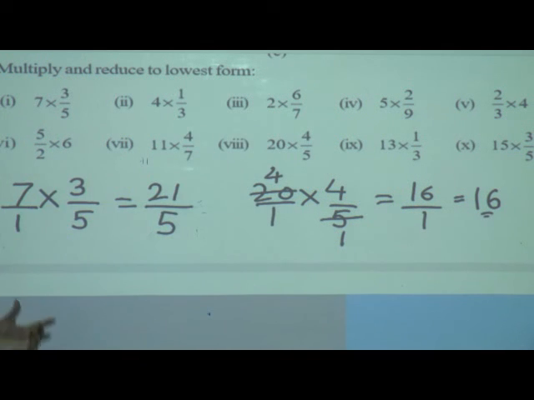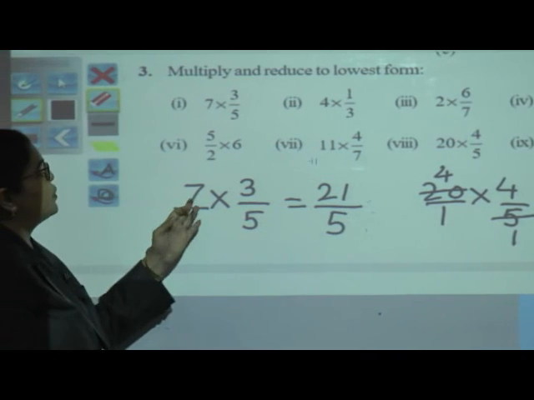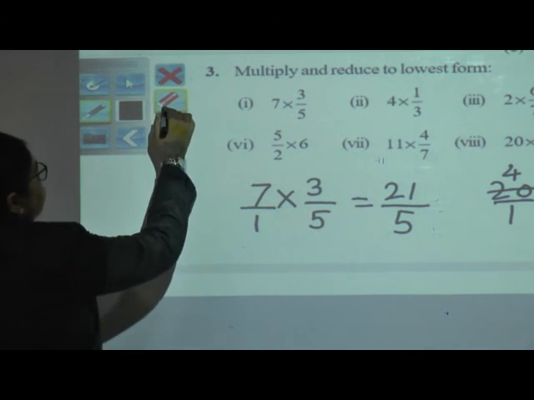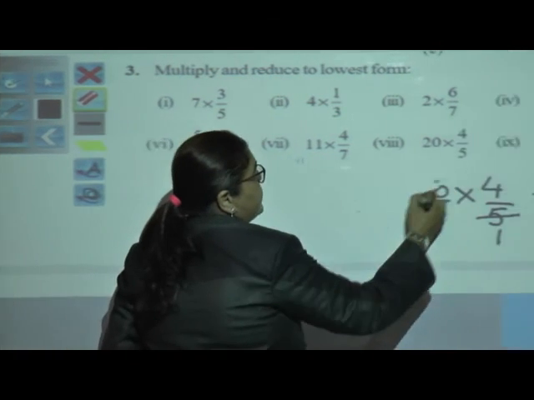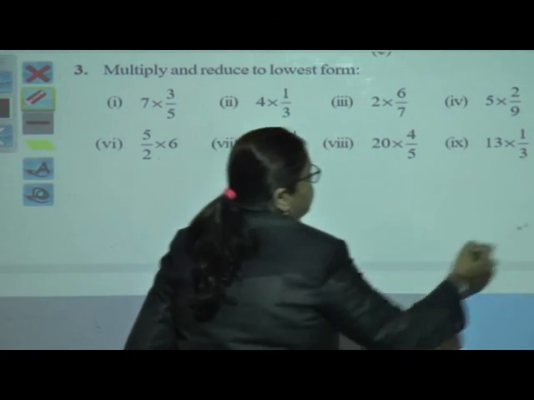I think everyone understood. Here I have taken some different examples so you can understand. If it is possible you can reduce, otherwise you can do the multiplication. Now we will see some more examples. You can practice at home by taking your own fractions.